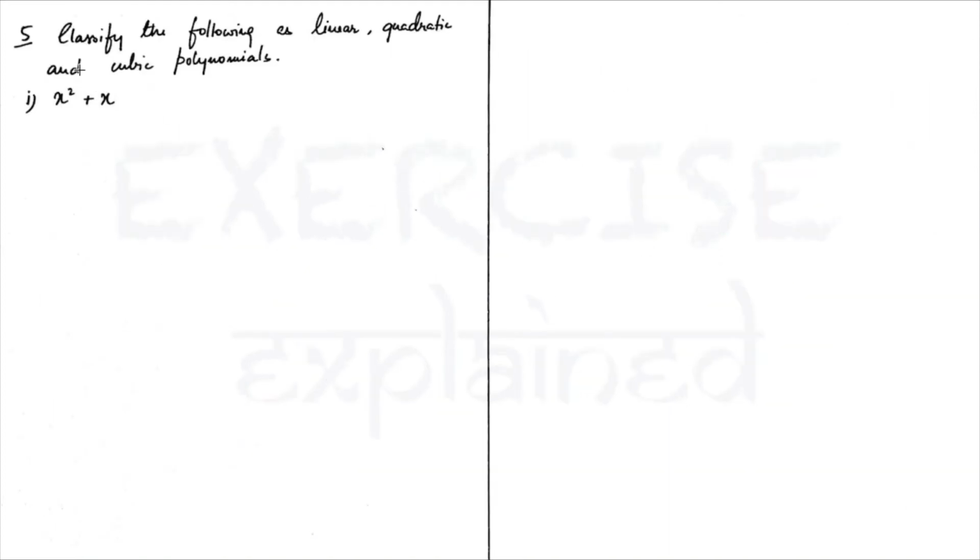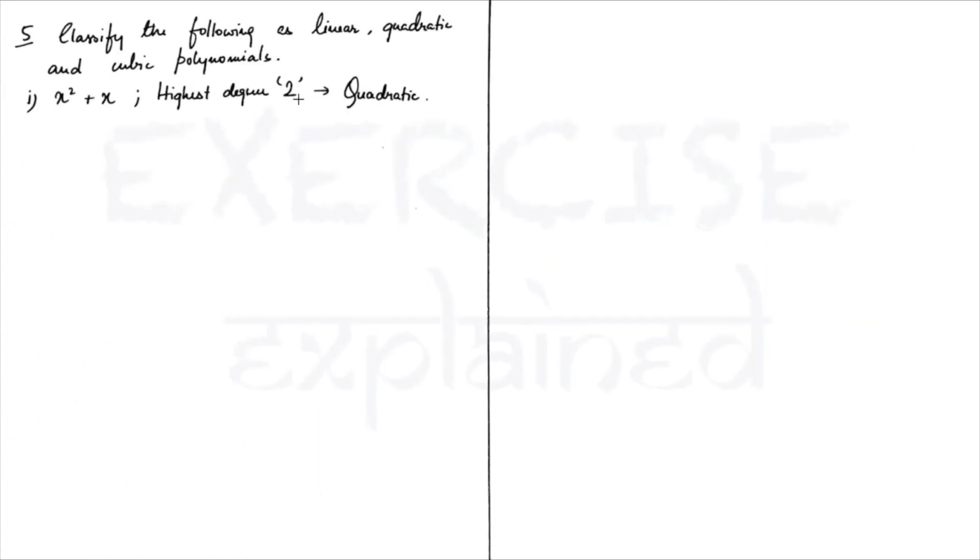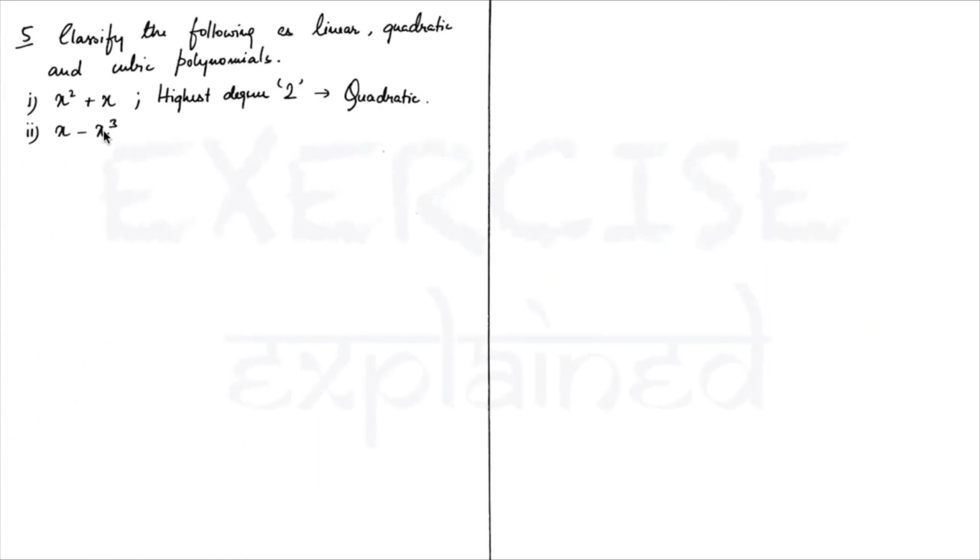Getting into the next question, classify the following as linear, quadratic, and cubic polynomials. Very simple, you just need to see the highest degree. If the highest degree is 1, it's going to be a linear polynomial. If the highest degree is 2, it's going to be a quadratic polynomial. If the highest degree is 3, it's going to be a cubic polynomial. So here you can see the highest degree is 2, so it's going to be a quadratic polynomial. Coming to the next one, x minus x cubed. So we can see the highest degree is 3. So it's going to be a cubic polynomial.